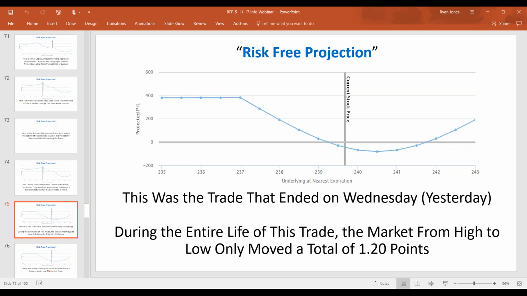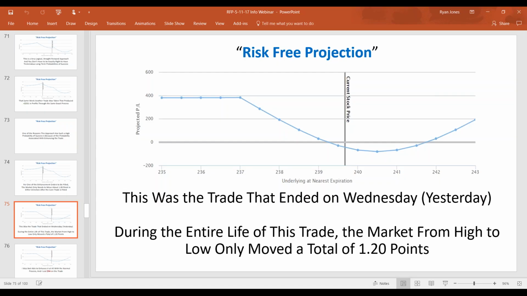Okay, now here's a trade that ended on Wednesday, yesterday. During the entire life of the trade, the market from high to low only moved a total of 1.2 points. And based on where I got filled on this particular trade, the market moved, I think, 85 points to the downside and about 35 points to the upside. So 85 points to the downside, 35 points to the upside, and that's it. So my standard order A and order B, neither one of them got filled.